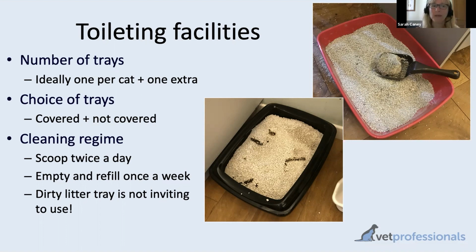So in general, clumping litter, scoop twice a day, empty and clean the litter tray once a week or thereabouts. If the cat is suffering from an illness that makes them pass more urine, then you might feel the need to do that more frequently.